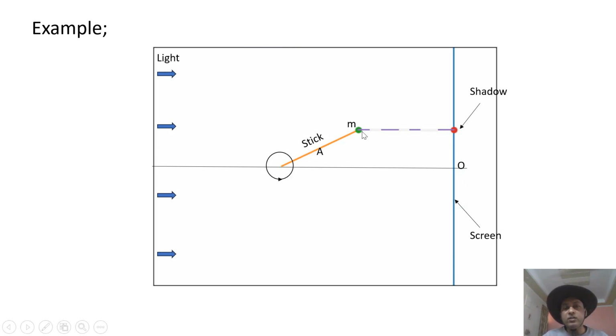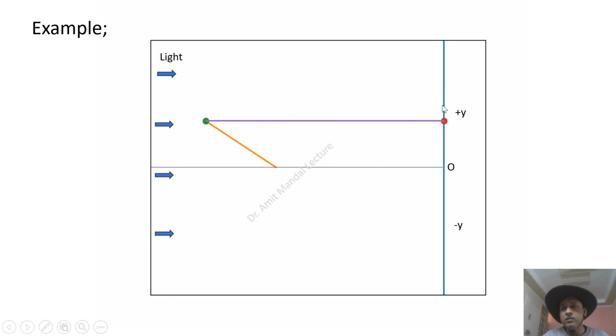Suppose there is a stick of length A, and this is the pivot about which the stick is spinning. At the end of the stick there is a mass M, and from the left-hand side light is coming in a straight line. It casts a shadow on a screen, this blue colored screen. The shadow of this mass I am showing with this red dot. If the stick spins with constant angular velocity, the shadow will start moving in to and fro motion about this fixed reference line O, like this. You can see the shadow is moving in an oscillating fashion.